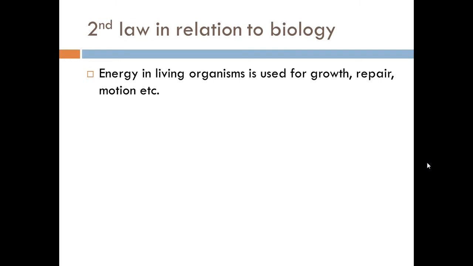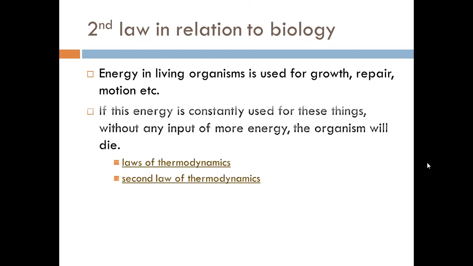In relation to biology, the second law says that energy in living organisms is used for growth, repair, motion, cell division, things like that. But if this energy is constantly used up for these things without any input of more energy, the organism will die. So in short, the second law relates to us because if we don't continuously take in food, which is chemical energy, break it down, and then use that broken down form of energy to allow the chemical reactions inside our cells to occur, then we die.